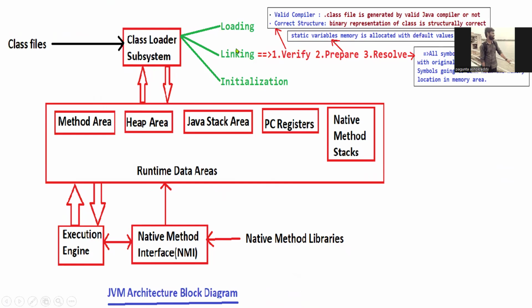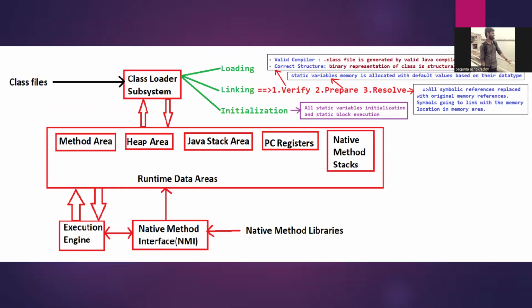Then what is the second step we are discussing? The dot class file: whether the correct format is there or not, whether the structure is correct or not. Then it will allocate the default value of static variables. Then the third one is initialization. What is the use of initialization? All static variable initialization and static block execution will happen in the order defined, from top to bottom. Okay, you can keep this in your mind.